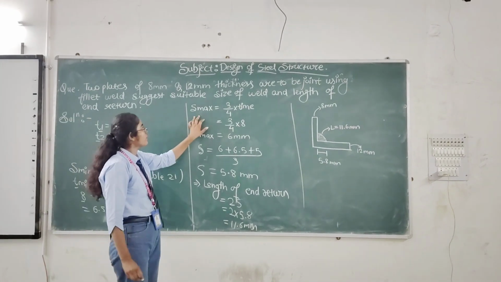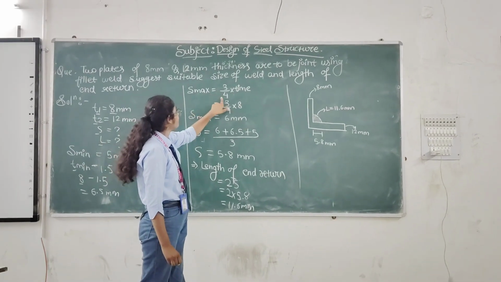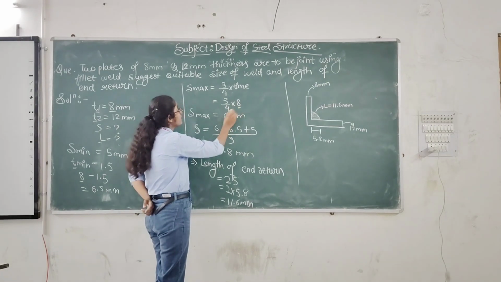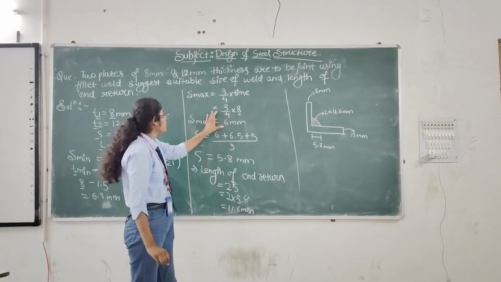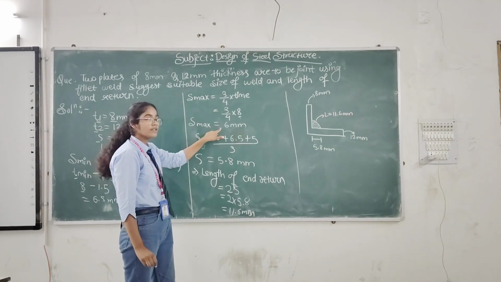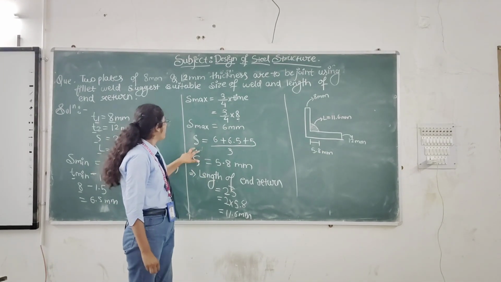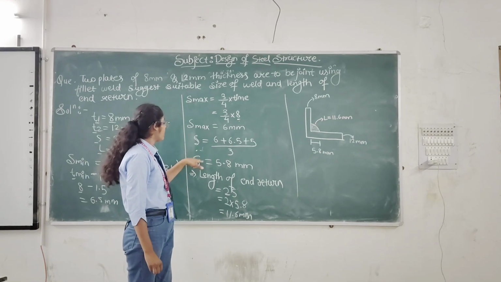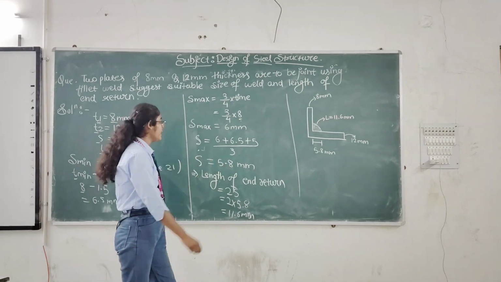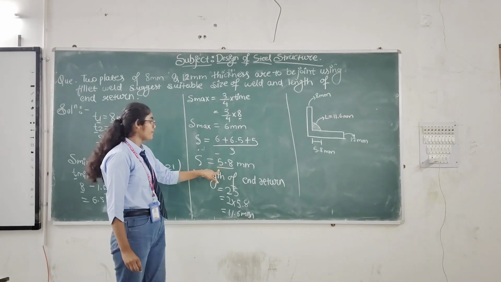Now we have to calculate the size max equals to 3 by 4 into t. So here we are taking minimum t. So this is the 8 and we have to calculate this and we get the S max is 6 mm. Now in this formula we have to calculate the value of S. So 6 plus 6.5 plus 5 divided by 3. After calculation we get this S, that is 5.8 mm.